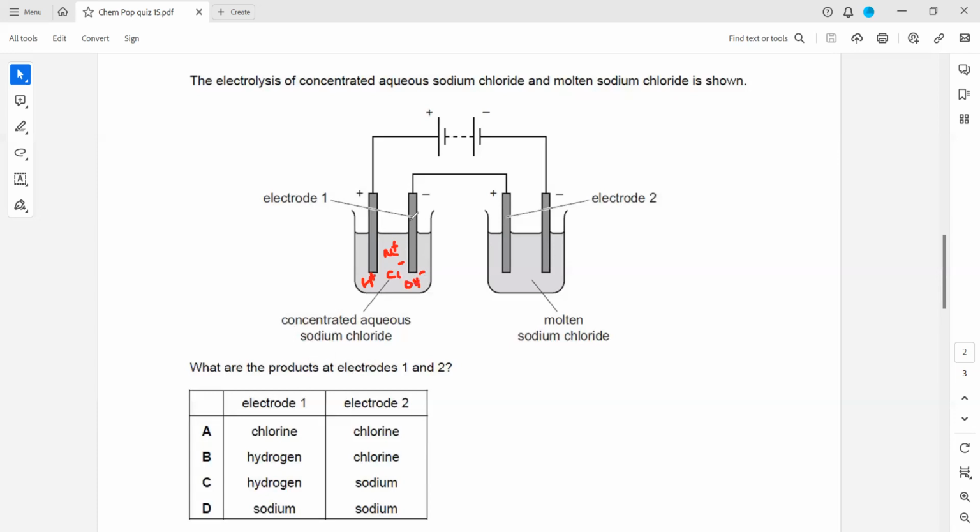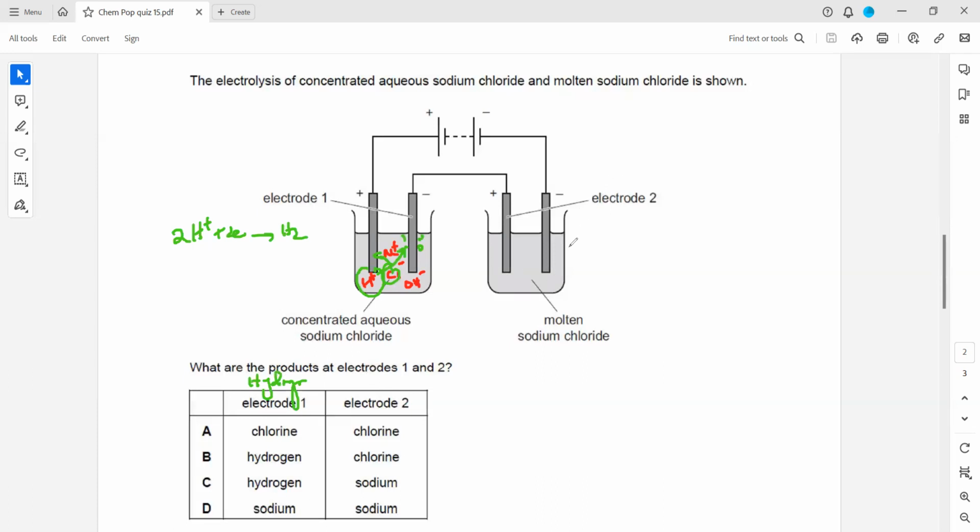For positive ions, we check the reactivity. The less reactive will move, so because hydrogen is less reactive, hydrogen will move towards the negative electrode. And because it's concentrated, Cl will move towards the positive electrode. But we want what is produced there. At electrode 1, hydrogen ions are attracted toward that electrode and form hydrogen gas. There will be bubbles there. So at electrode 1, we get hydrogen.